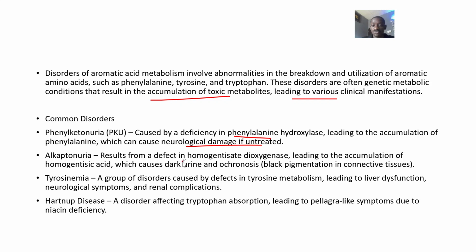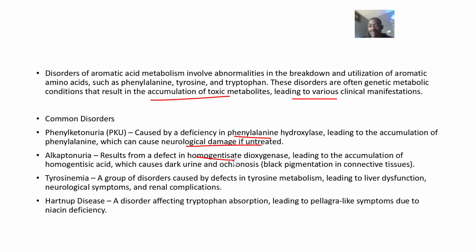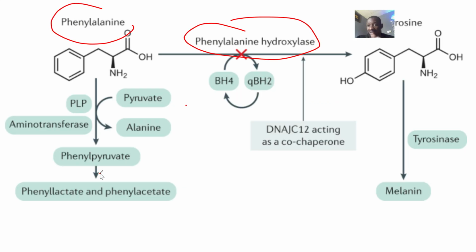Alkaptonuria results from a defect in homogentisate dioxygenase. Okay, so I didn't bring the pathway here, but can you see that there's deposits of those amino acids? So they said that there's accumulation of homogentisic acid. So there's deposition of homogentisic acid in tissues. That's what they call ochronosis. Right. So Alkaptonuria in particular, I've already spoken about.